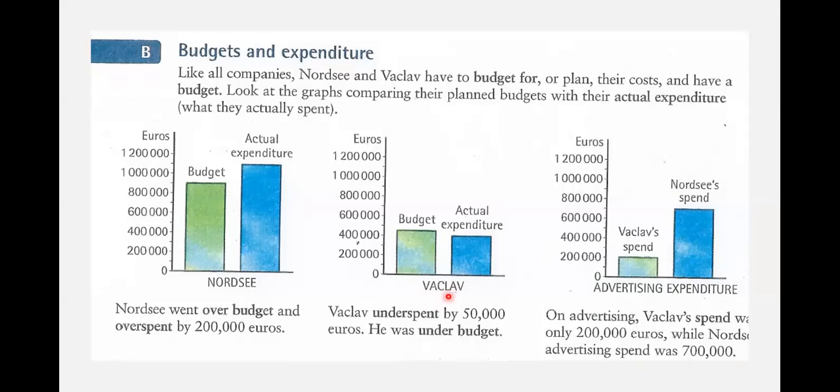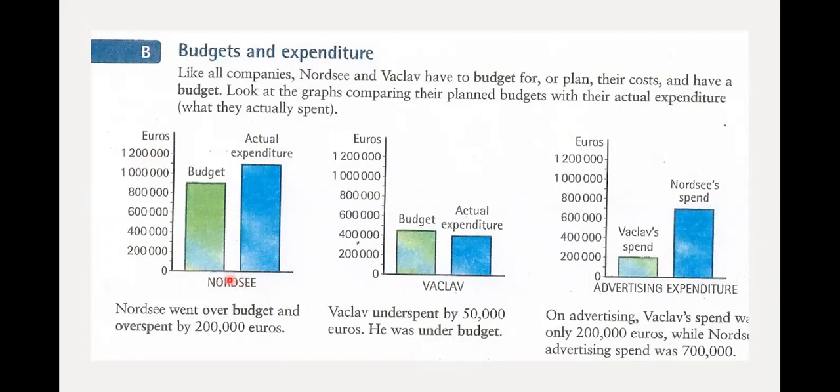So this is the company I was telling you about, Backlash, right? Here we have budgets and expenditure. We have the comparison of these two companies. Like all companies, North Sea and Backlash have to budget, so to calculate the money, or plan their cost and have a budget. Look at the graph, comparing their planned budgets with their actual expenditure. So we have money here on the left, and then we have the comparison between budget and actual expenditure in North Sea.